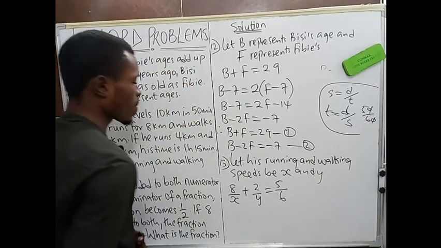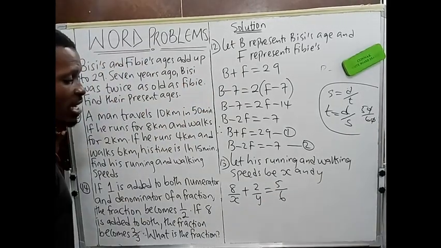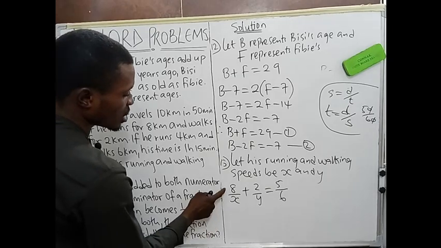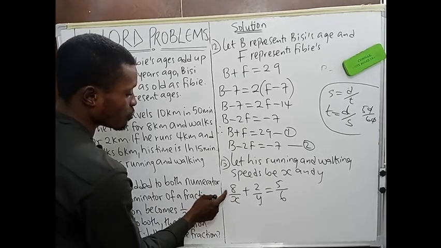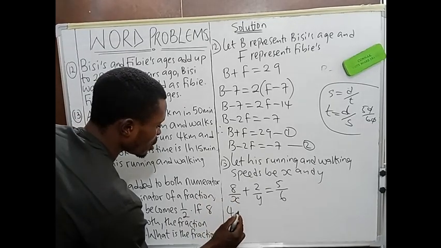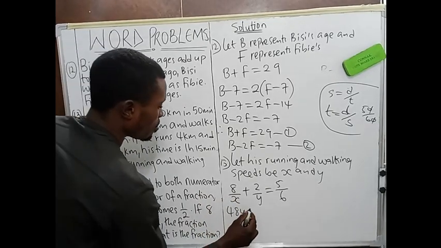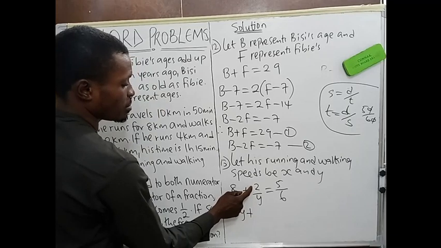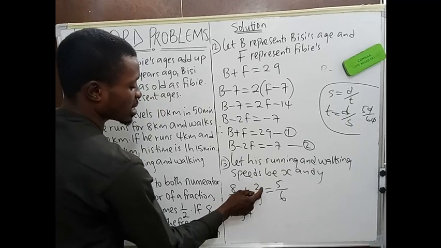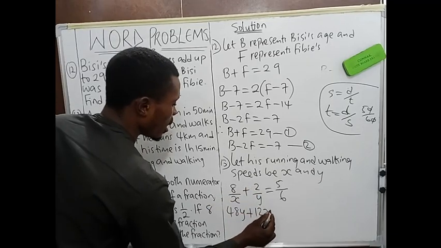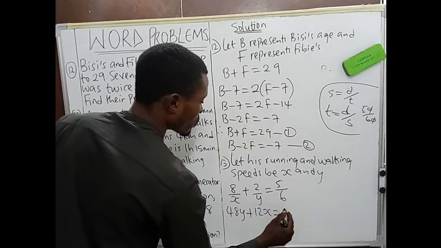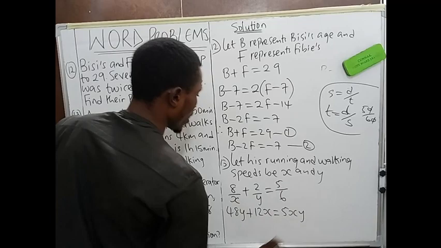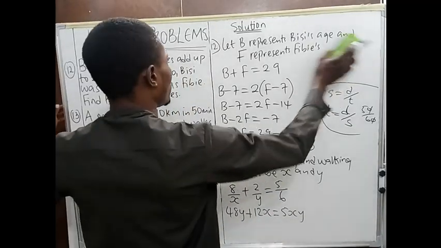You have 5 over 6. When you clear fractions, multiply by 6xy. 6xy times 8 over x. x cancels x, right? You have 48y plus 6xy times 2. y cancels y. 6x times 2, 12x equals 6xy times 5. 6 cancels 6, you have 5xy. Okay, let me clean this part of the board.